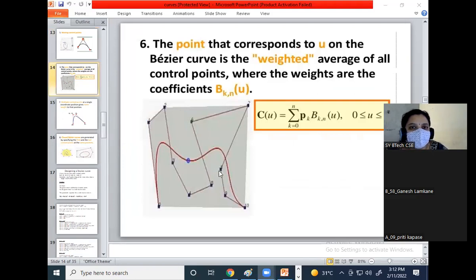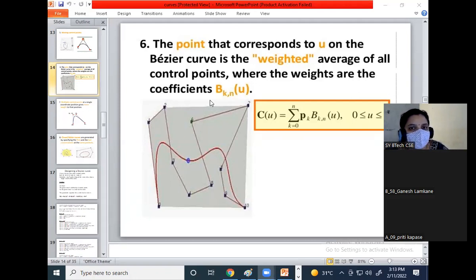Next property: the point that corresponds to U on the Bezier curve is a weighted average of all control points, where the weights are the coefficients of this. We will not go into detail on this now; at the time of solving problems, we will come to know. Initially, you only have to know that every control point has some weight attached, and the curve gives you the average weight of all the control points.